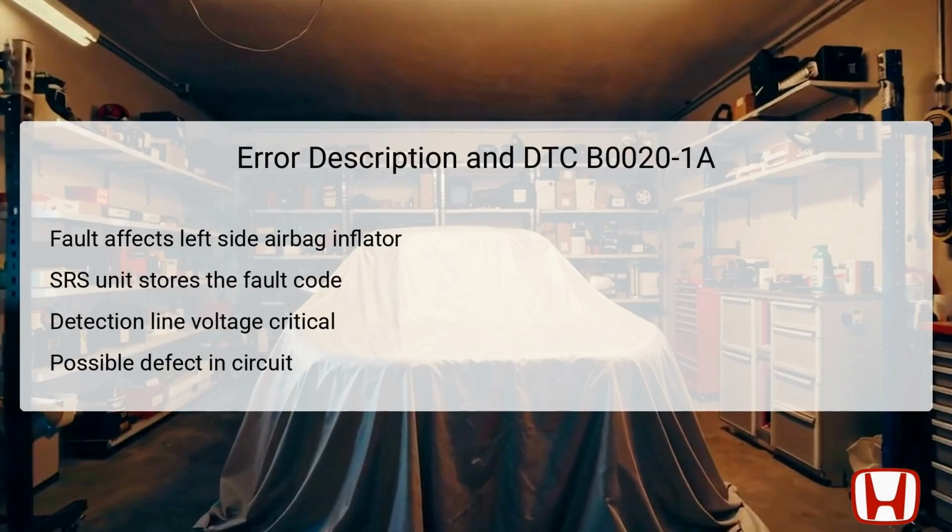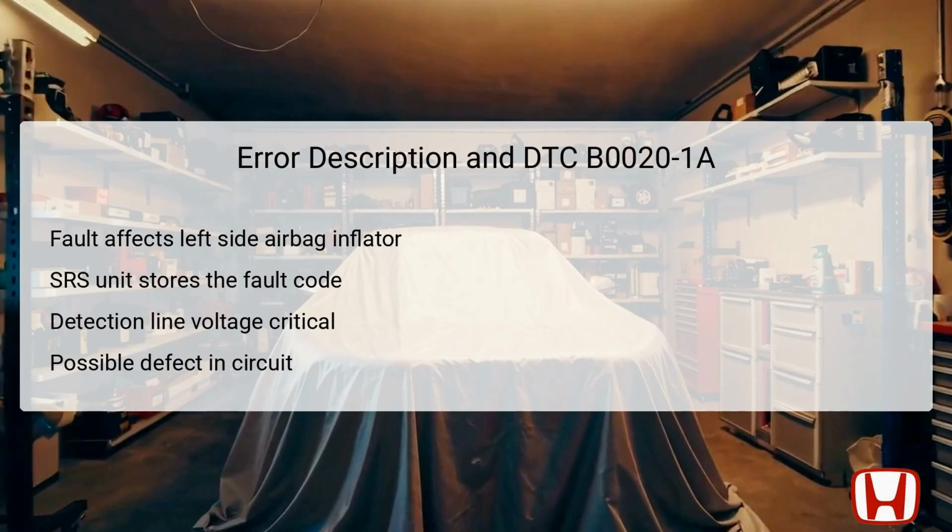The DTC B0020-1A specifically references an issue with decreased resistance in the left side airbag inflator system. The key component affected is the airbag inflator itself, which plays a crucial role in deploying the airbag during a collision. The inflator operates by generating gas that fills the airbag rapidly to provide cushioning during impact.